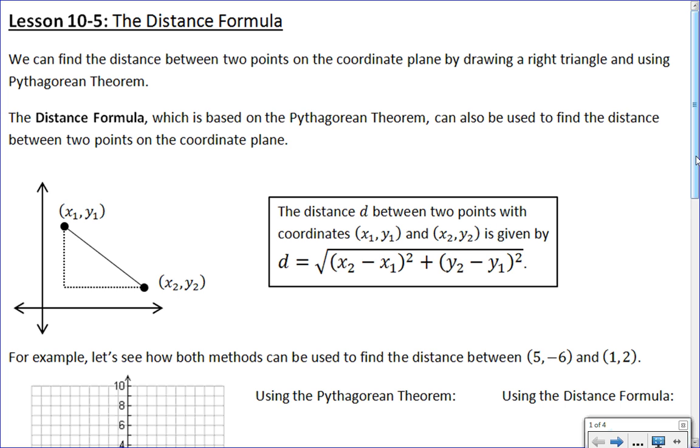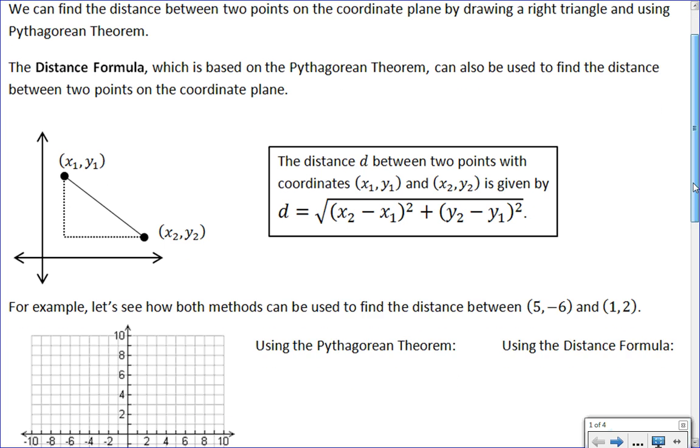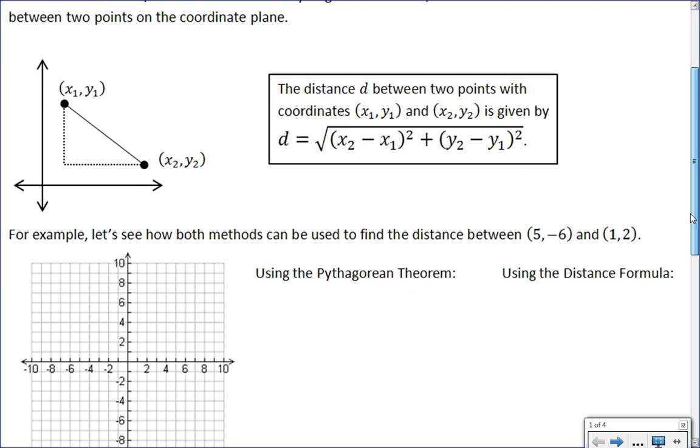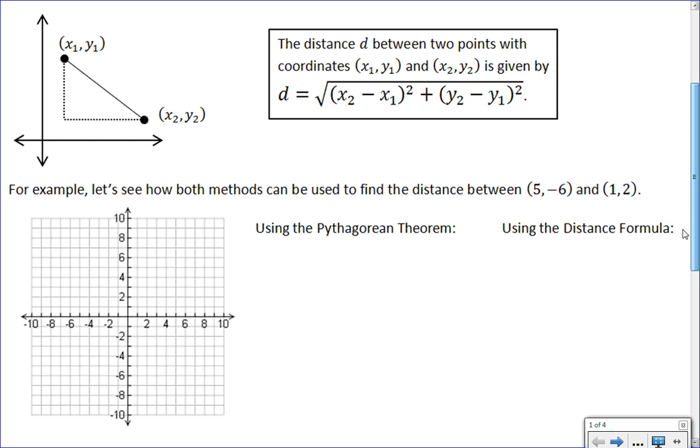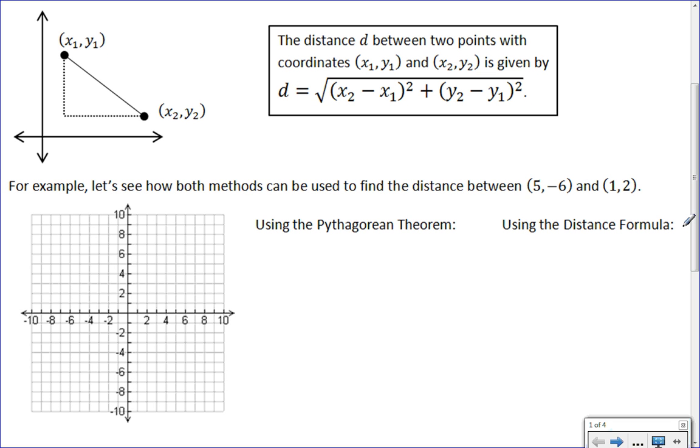But I find that it's actually easier to understand this formula if you see how it comes from the Pythagorean theorem. So what we're going to do for this first part is to see how both methods can be used to find the distance between these 2 points. And then when we're done, we'll take a look at the similarities between those two methods so that you can really see, again, where that distance formula comes from.